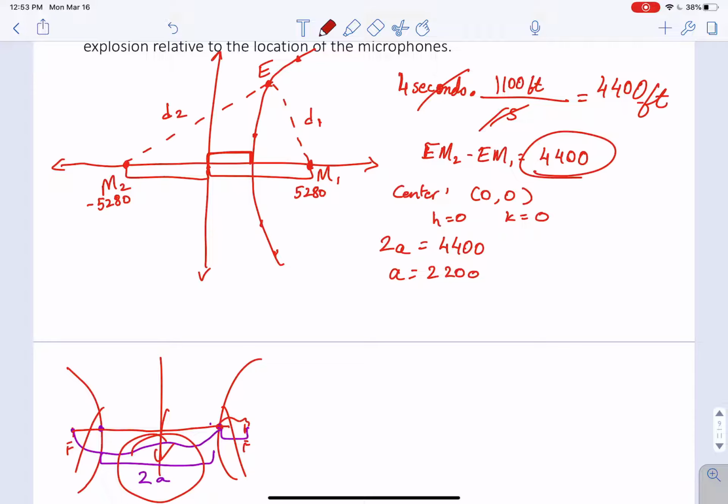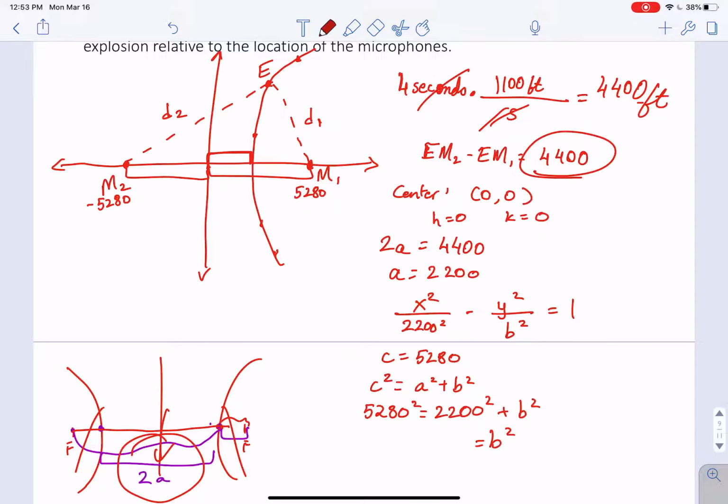I know this is horizontal, so x squared comes first, over 2,200 squared, minus y squared over b squared equals 1. Then I look at trying to find b squared. Well, I know c is 5,280, so I can use c squared equals a squared plus b squared. So 5,280 squared equals 2,200 squared plus b squared. And you get that b squared is 23,038,400.